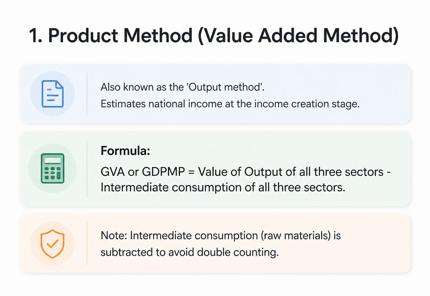Let's break down the first approach, the product method, also known as the value-added or output method. This method captures data right at the stage where income is created.